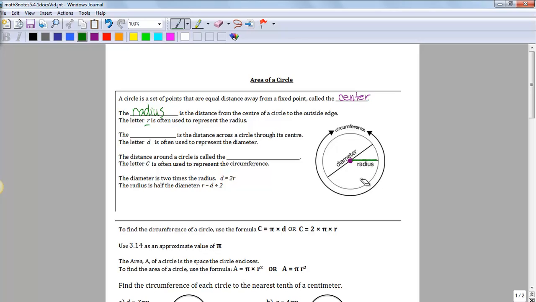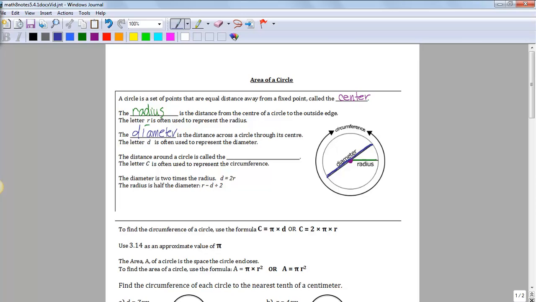The blank is the distance across the circle through its center. This word is diameter. It always has to be through the middle, from one side to the other. And remember that two radiuses give you a diameter.